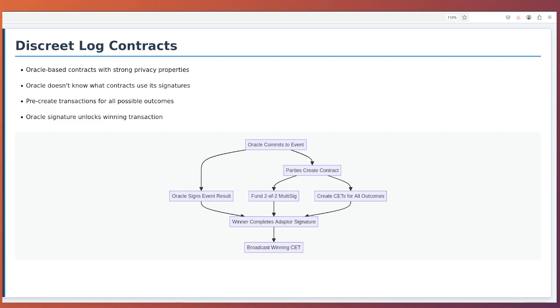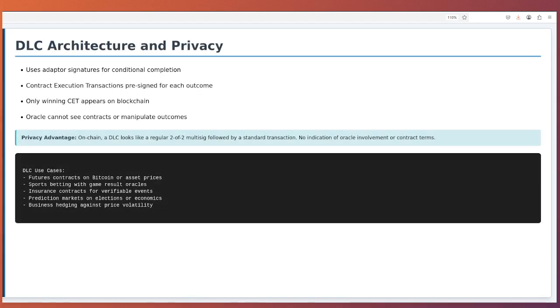DLCs enable numerous applications, including futures contracts on asset prices, sports betting where the Oracle reports game results, insurance contracts that pay out based on verifiable events, prediction markets on political or economic outcomes, and hedging arrangements for businesses exposed to price volatility. DLC architecture and privacy.